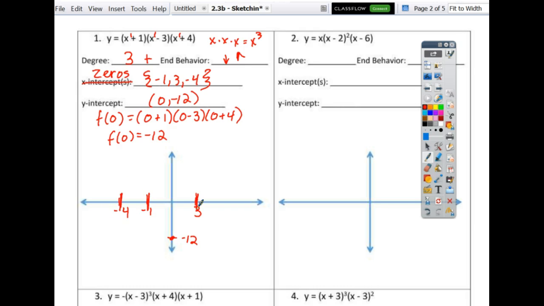So the next thing I want to do is add my end behavior. So my end behavior is down and up. Now from this information, you can complete your graph. And it's a sketch. So I know that this is down, this goes through, but I have to go back through right here. So I'm going to go up and around, and I have to go through the y-intercept, and then I can go back up. So there's the sketch.